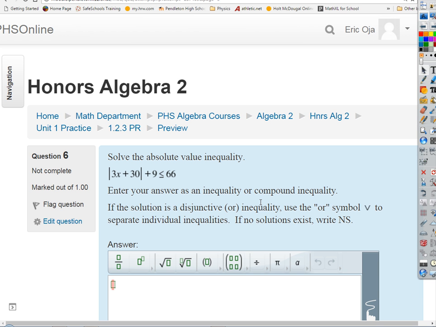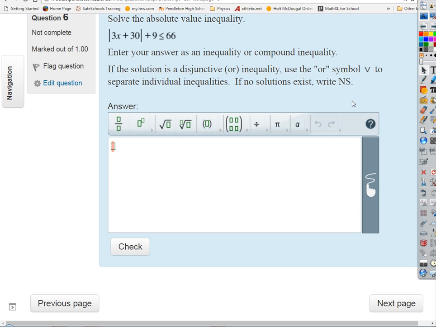Okay, same kind of thing going on. Let me roll this down. So now this time we've got to subtract 9 from both sides to get the absolute value by itself. If we do that, we're going to get on the left side the absolute value of 3x plus 30 is less than or equal to, what do we get there, 57.